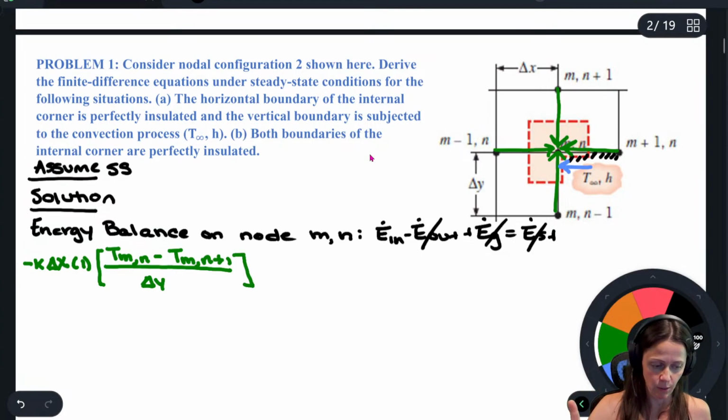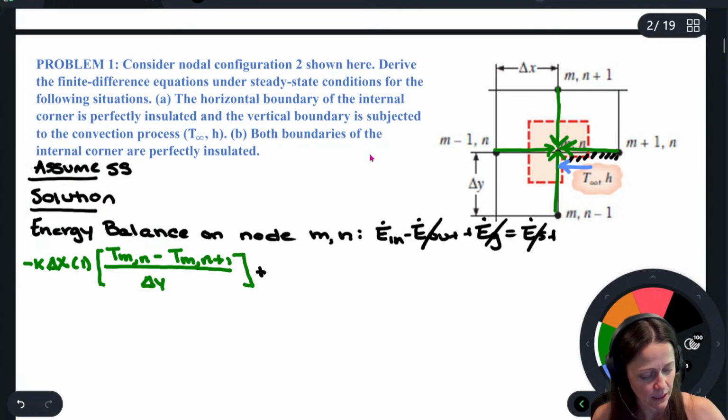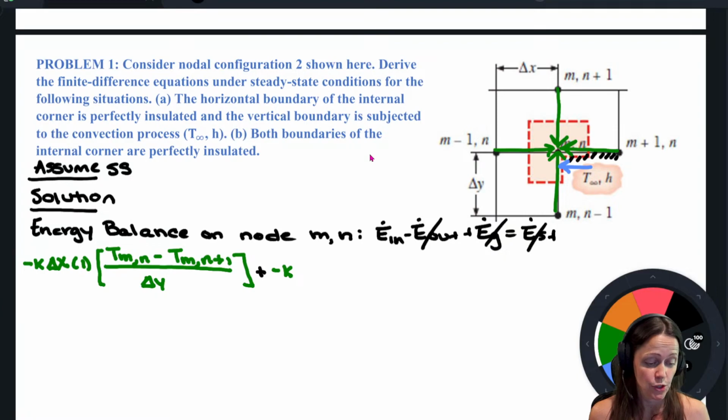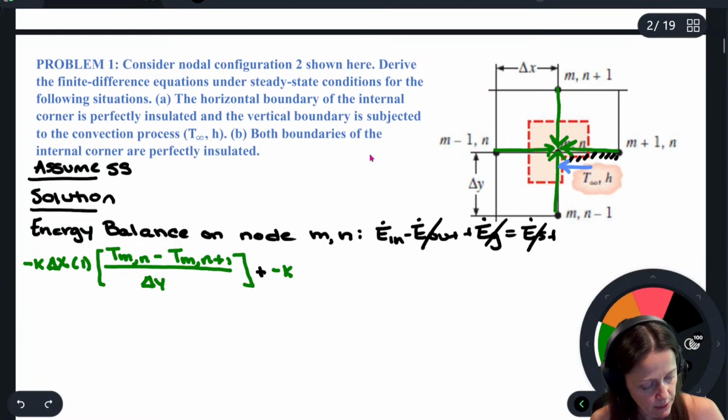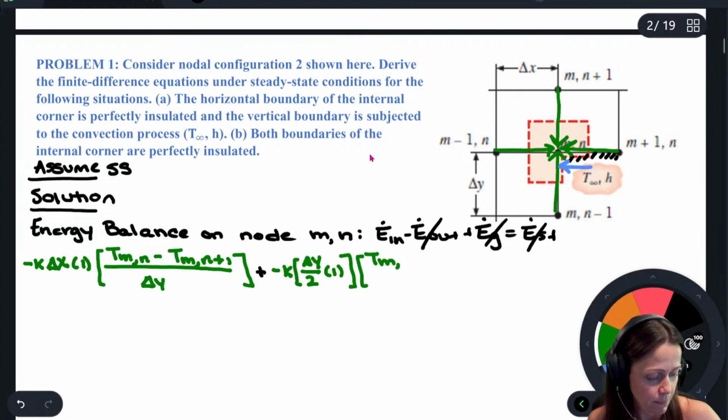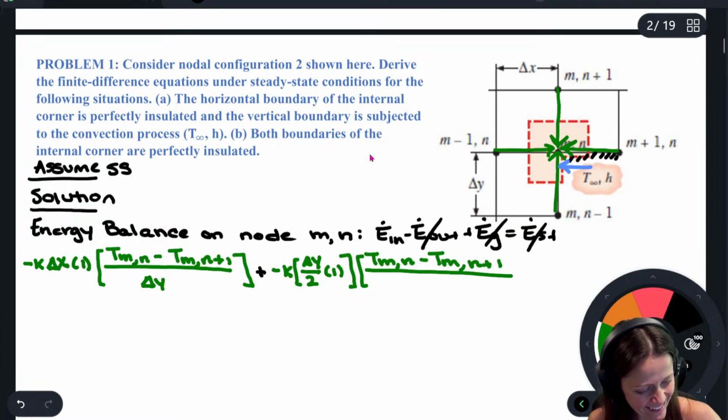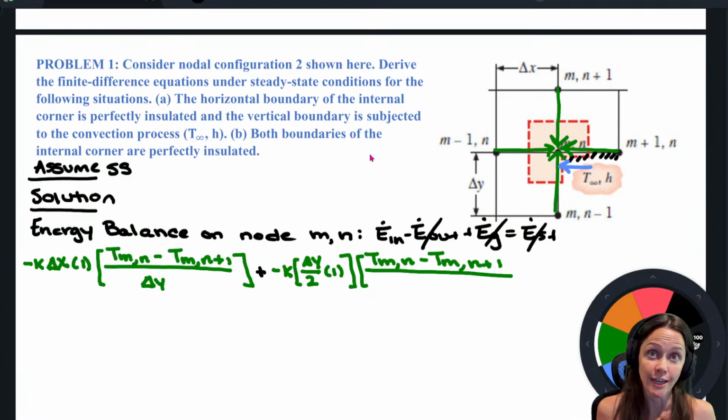Okay, got one. Let's go to the one at 3 o'clock. So I have negative k, and that area is actually a half area. So it's not delta y, it's delta y over 2 because it's just this, as opposed to that whole area, it's just this. So it's going to be delta y over 2 times 1. There's our area. And then I've got a T m n minus T m n plus 1. And then the distance is still just delta x.